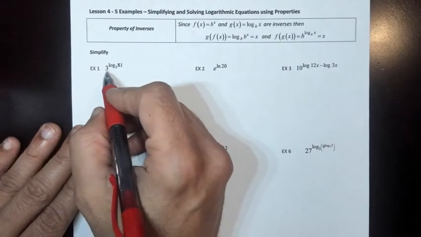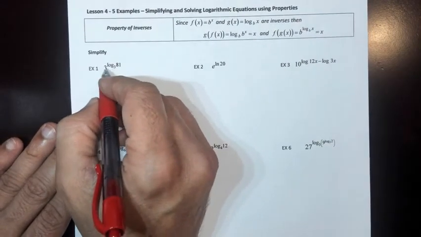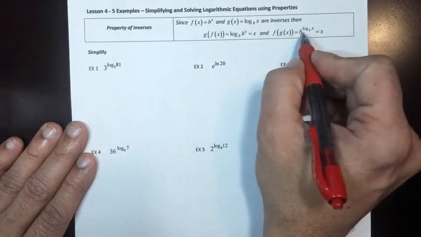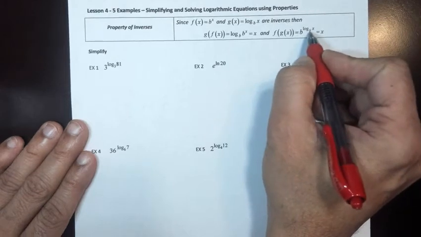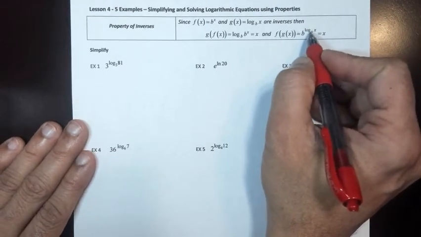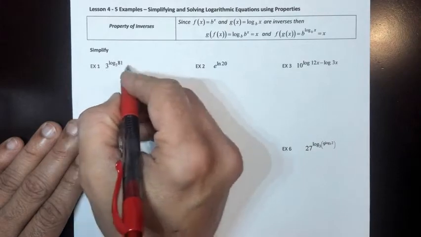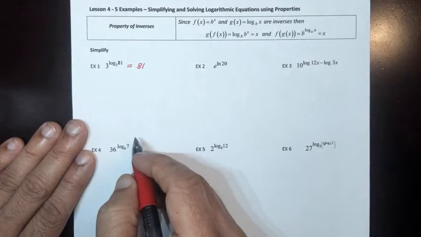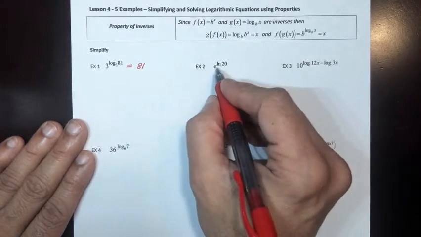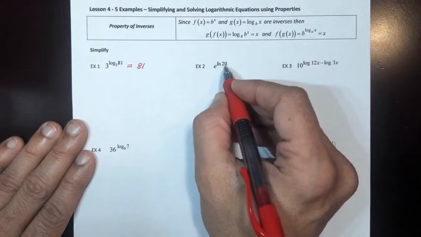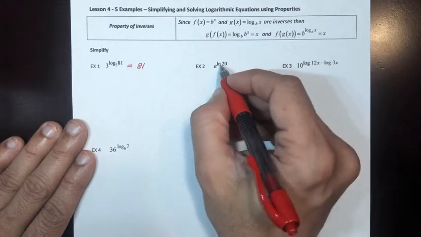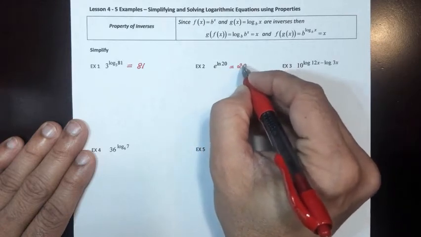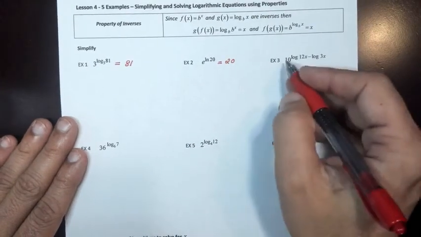We have 3 to the power of log 81 to the power of 3. So this is basically a direct application of this expression right here, this composite function. So since both these bases are same, just go ahead and write 81, that is the answer. Same thing with the natural log: e to the power of ln 20. Since both the bases, this is e and that is e, both the bases are same, so that is equal to 20.